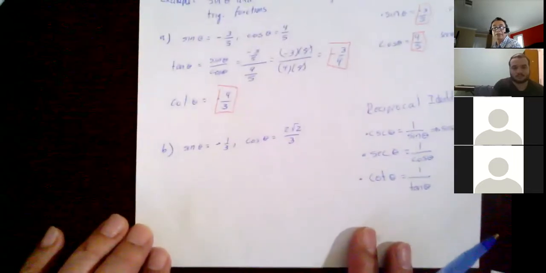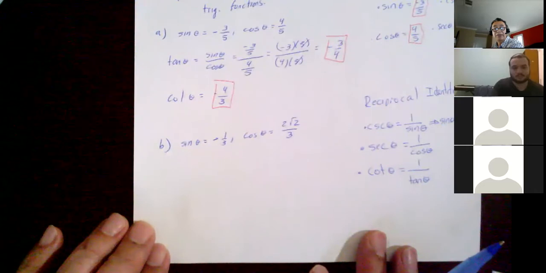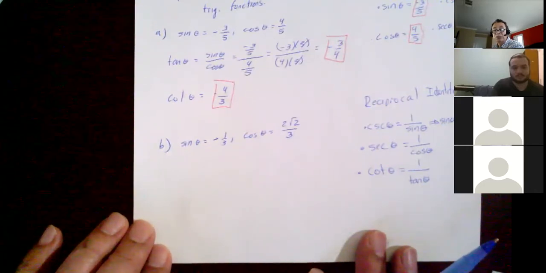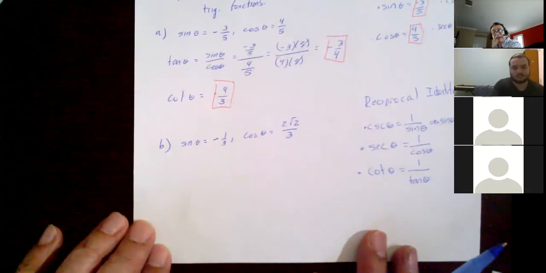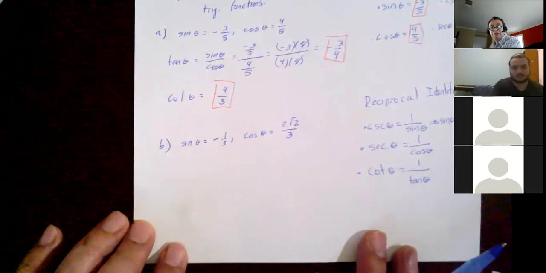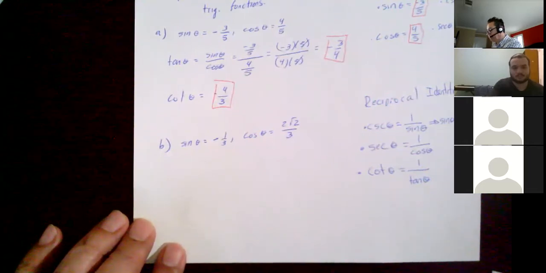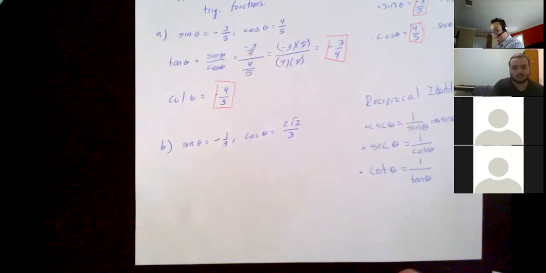So notice the sine of theta is given as -1/3, and the cosine is also given as 2 square root 2 divided by 3. Let's find the other trig functions, please. Let me give you 1 minute to give it a try. All right, so let's see what we get.